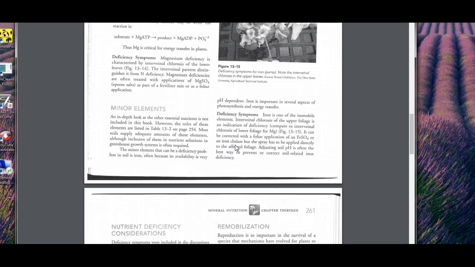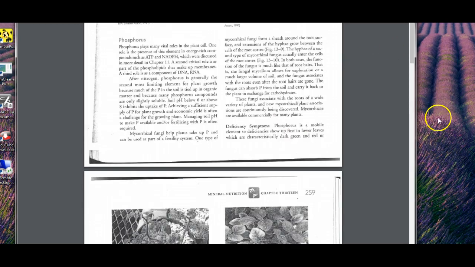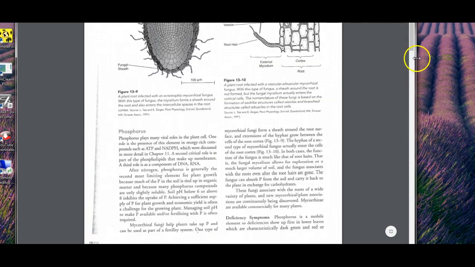When we do put on an iron sulfate, it has to go directly to the affected foliage. And in a lot of cases, what we can do is adjust the soil pH, so bring it down by adding sulfur to actually make the iron more available.